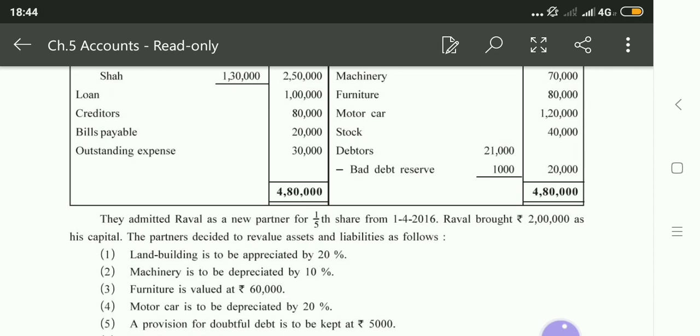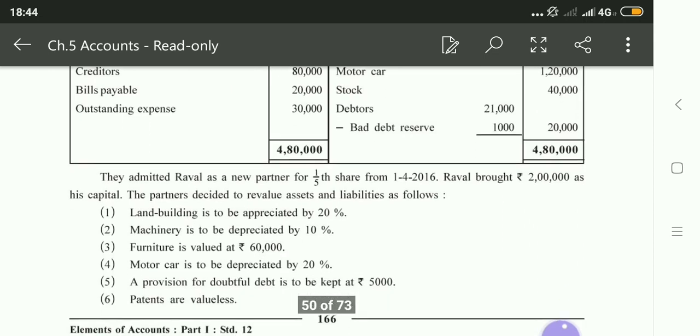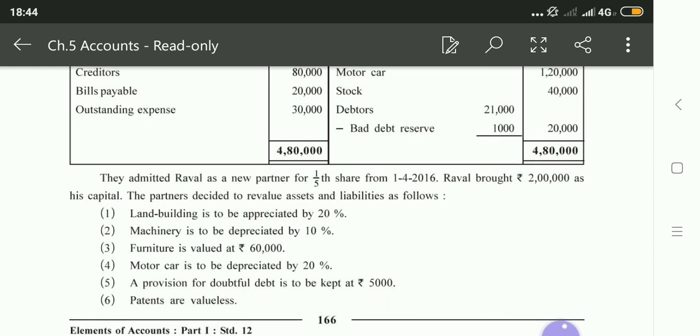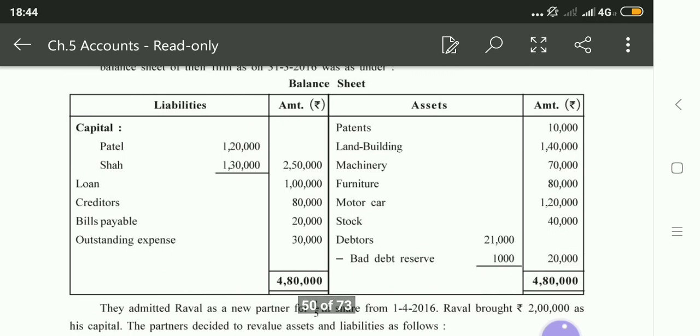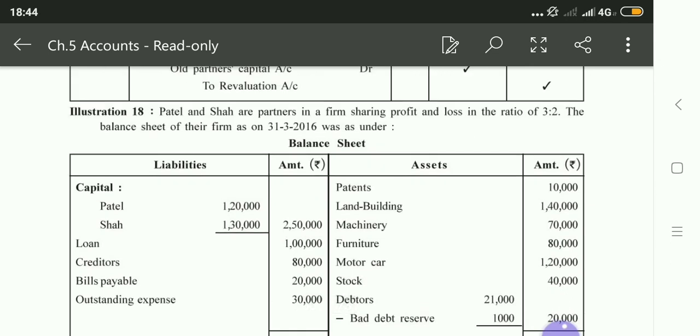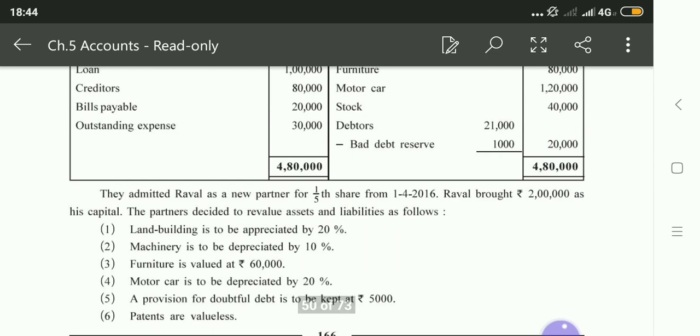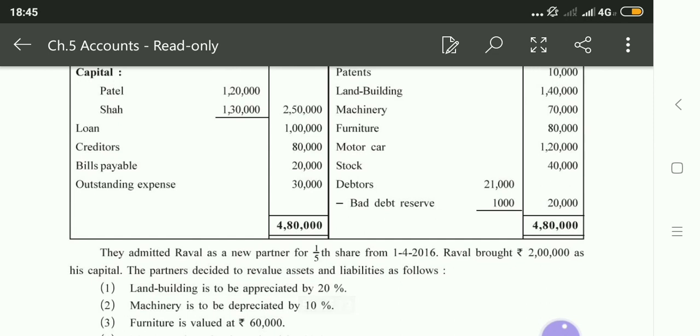Let me be clear here. Whenever the new partner is admitted in the firm, the partner is supposed to bring the amount of goodwill and the amount of capital. Now you are supposed to follow several steps for solving a long sum. First of all, you need to carefully read the entire question, very carefully. Then you are supposed to draw the necessary accounts as in revaluation account, partner's capital accounts, cash and bank account, and finally a new balance sheet.